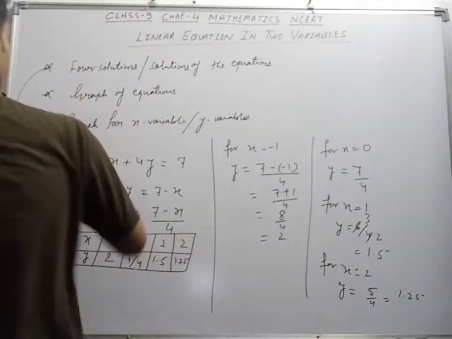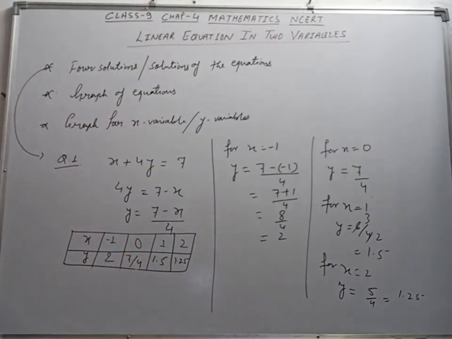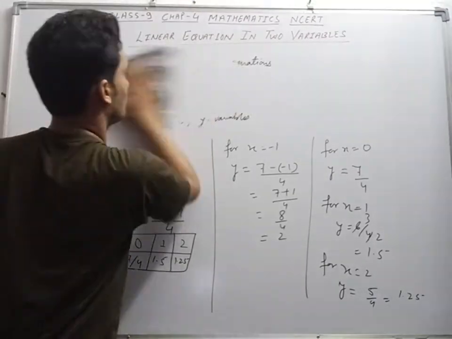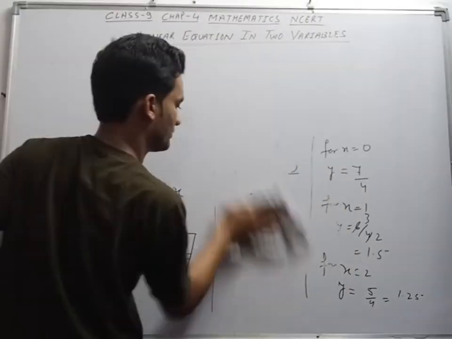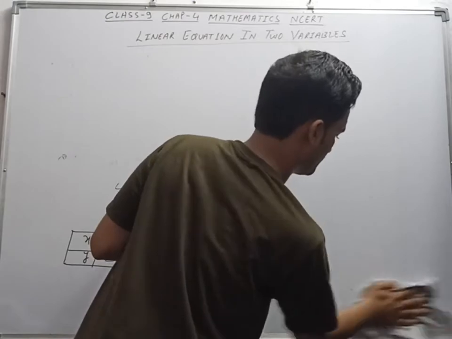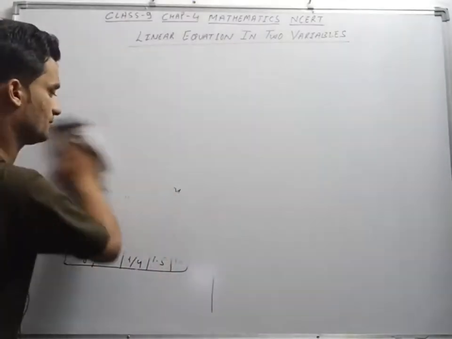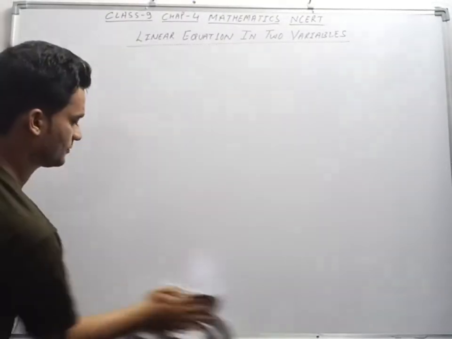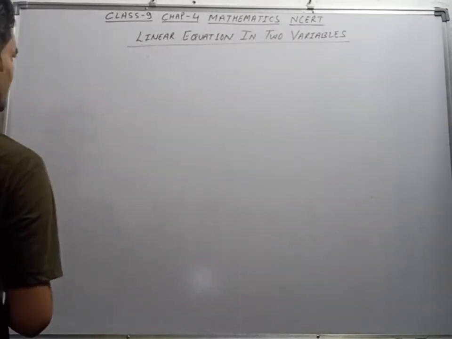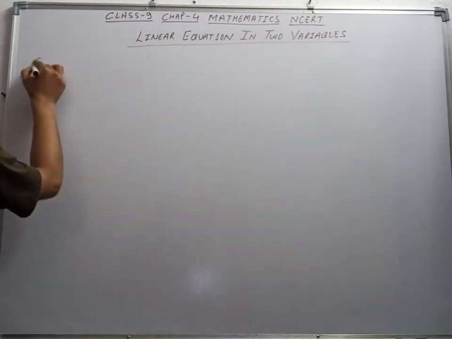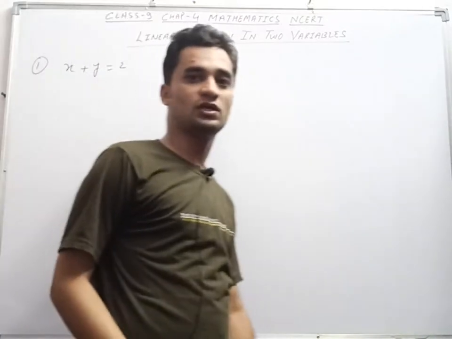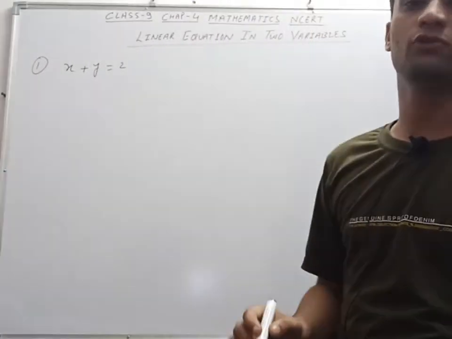So now moving to the second topic, that is the graph of the equation. I am erasing this. Okay, so suppose a very small question I am taking. The first equation is x plus y is equal to 2. We have to draw the graph for x plus y is equal to 2.